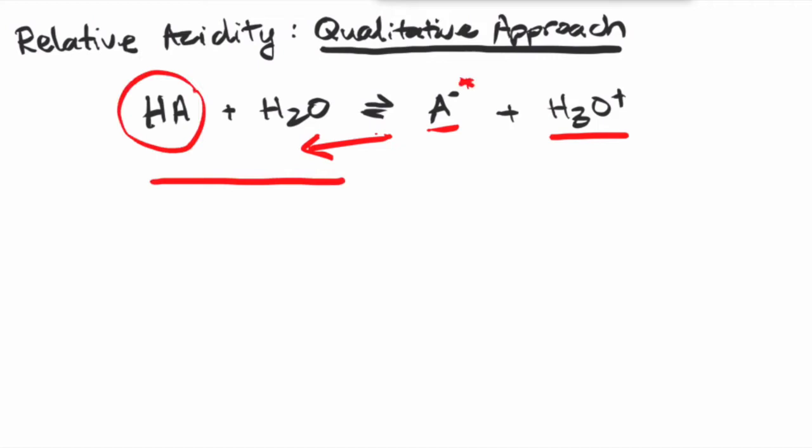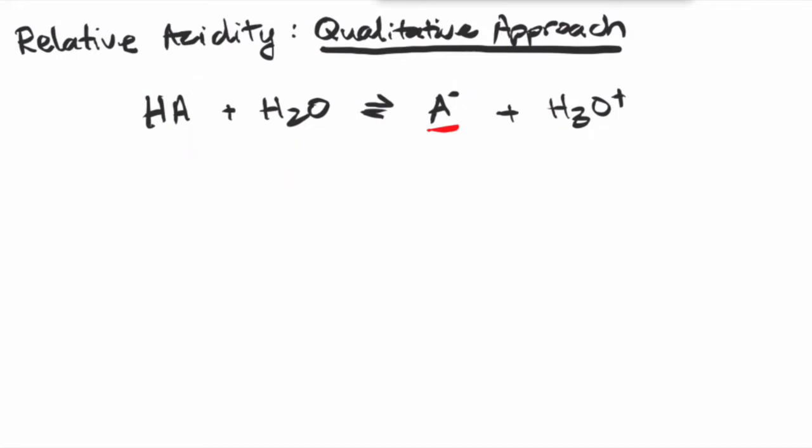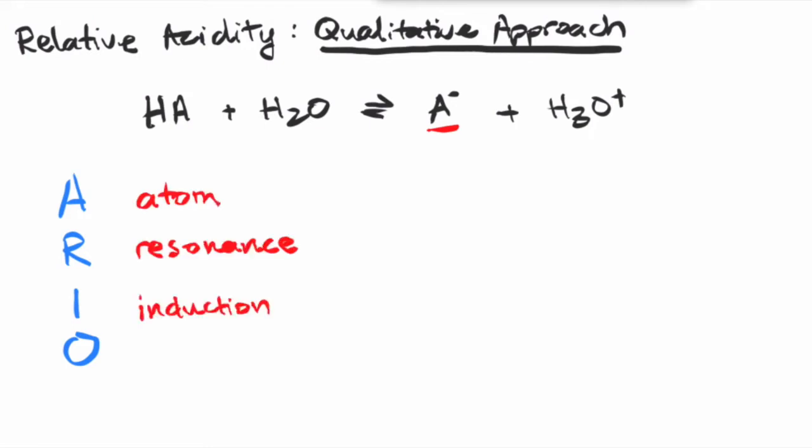So ultimately, we will pay special attention to the stability of the conjugate base A minus. And we will look at 4 qualities to help us judge this. And conveniently, there's an acronym for it. That acronym is ARIO, and it is listed in order of importance. A is more important than R, more important than I, more important than O in most cases. A stands for atom, R stands for resonance, I is induction, and O is orbital.